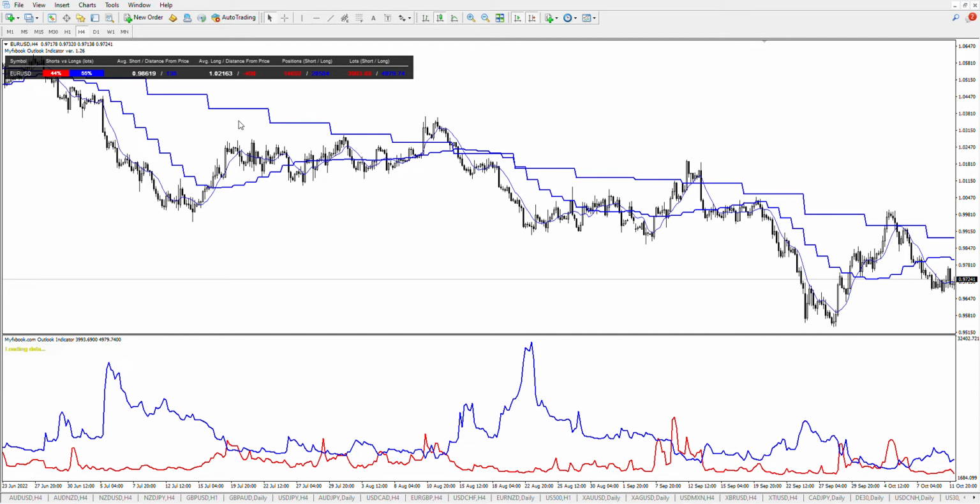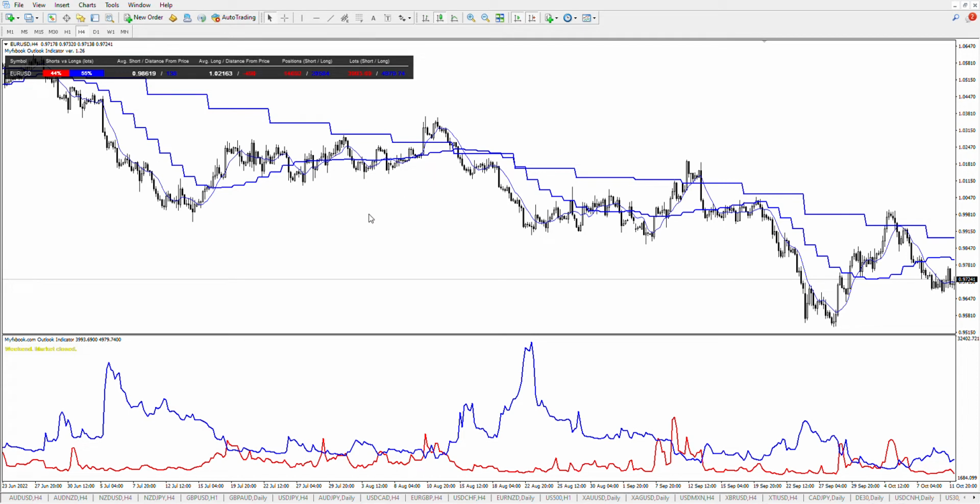Right now, you see most traders are long on euro. This is altogether lots of positions on the Myfxbook Outlook indicator. Myfxbook collects data from all the traders who are registered with them. It's a massive amount of lots. Here you see 3,993 lots short and 4,979 lots long with Myfxbook. It tells you the positioning of the market.